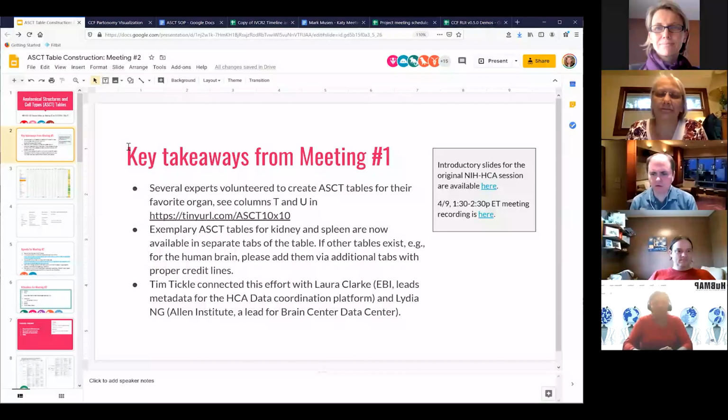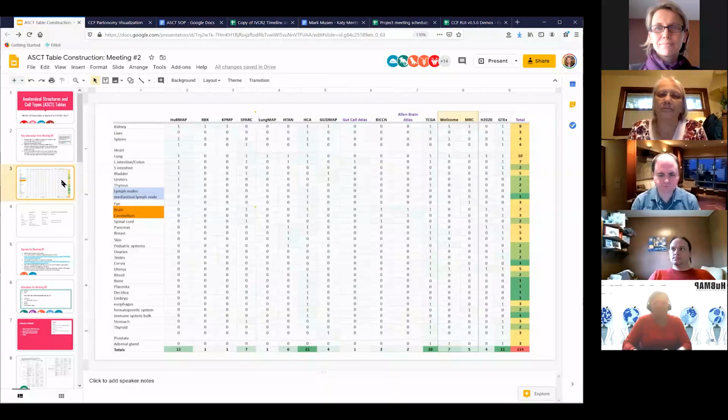For those of you who haven't been able to join us for the first meeting, a number of experts volunteered to create these anatomical structures and cell types tables for their favorite organ. During the NIH HCA meeting, we created a table of different organs, here rows, that different teams care about. We also tried to identify which efforts funded by NIH and otherwise care about which of these organs. And you also see a total on the right-hand side.